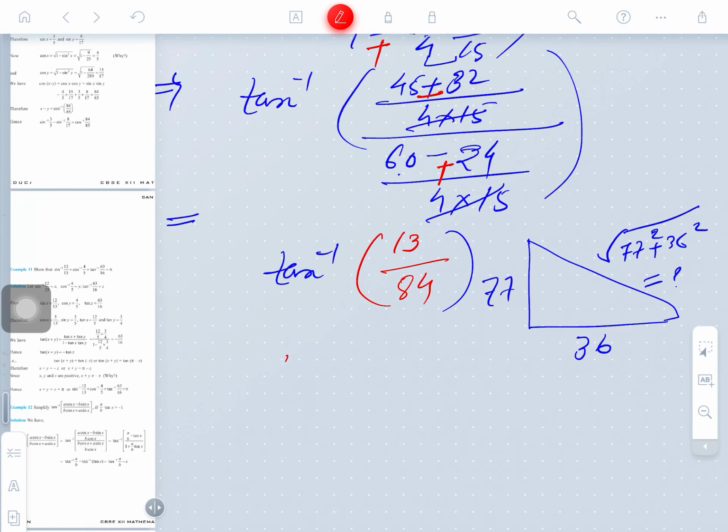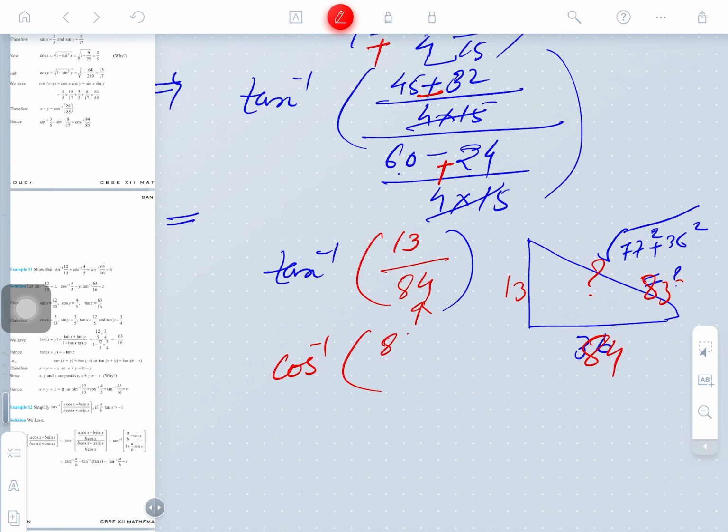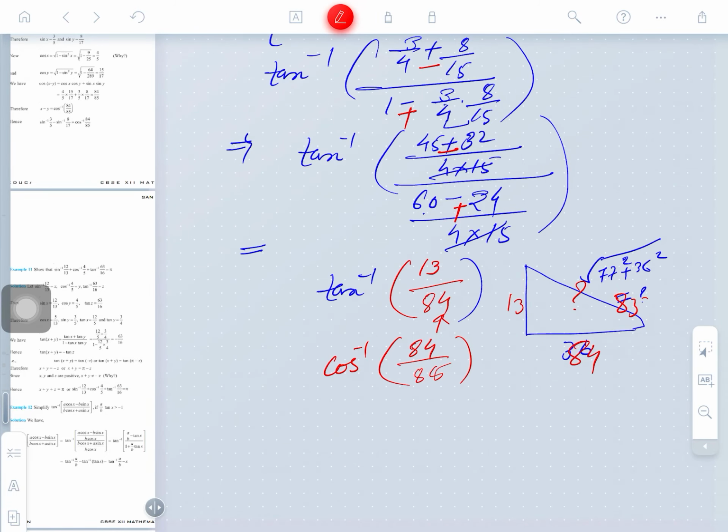If you want to find the cos inverse, the base is coming 84. Clear? And the perpendicular is 13. You want to find this, so the answer will come as 85, because the answer is based upon the hypotenuse. This is one method to solve here.